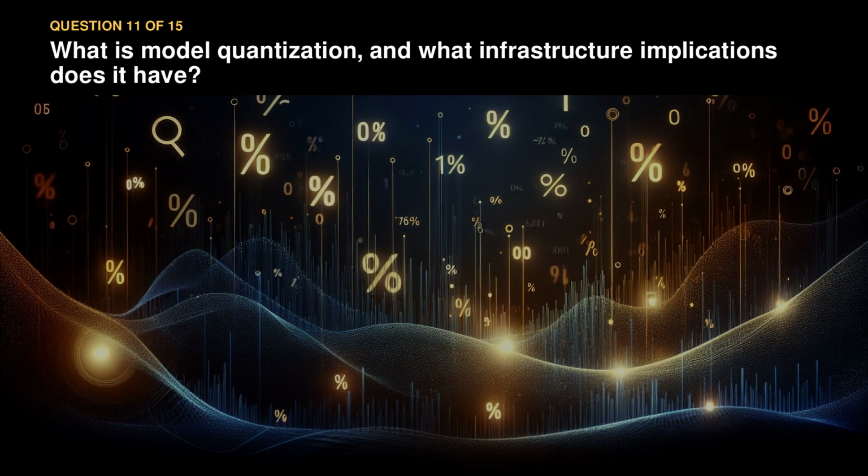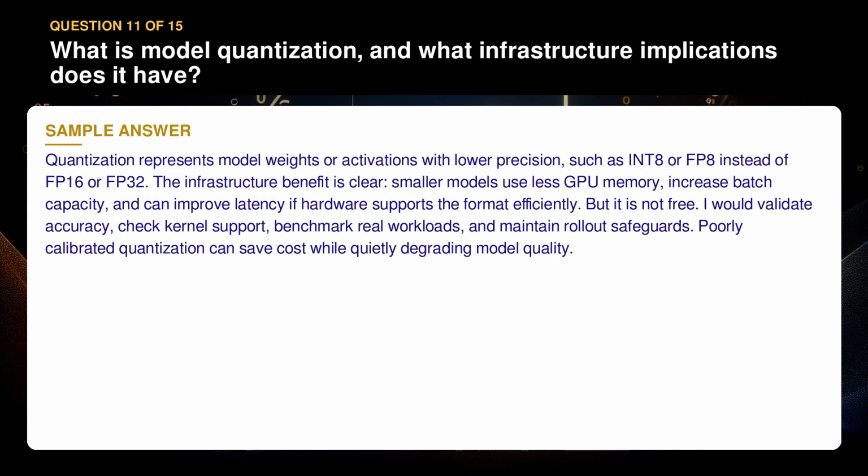Question 11. What is model quantization, and what infrastructure implications does it have? Quantization represents model weights or activations with lower precision, such as INT8 or FP8 instead of FP16 or FP32. The infrastructure benefit is clear. Smaller models use less GPU memory, increase batch capacity, and can improve latency if hardware supports the format efficiently. But it is not free. I would validate accuracy, check kernel support, benchmark real workloads, and maintain rollout safeguards. Poorly calibrated quantization can save cost while quietly degrading model quality.